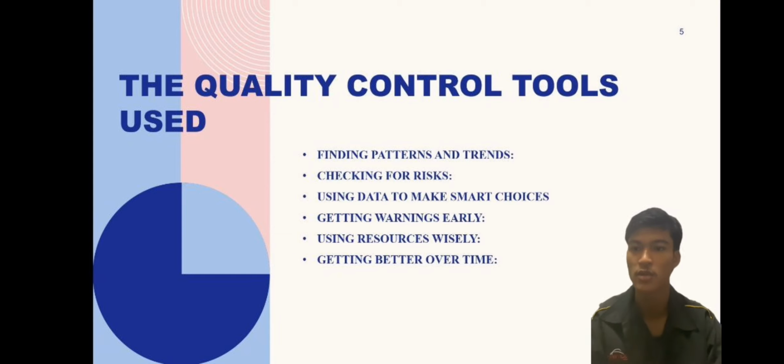Fifth is using resources wisely. The histogram helps Umicore decide where to put their time and money. If they see that certain parts of their business are more likely to have problems, they can plan and use their resources in those areas to make sure everything keeps going well.